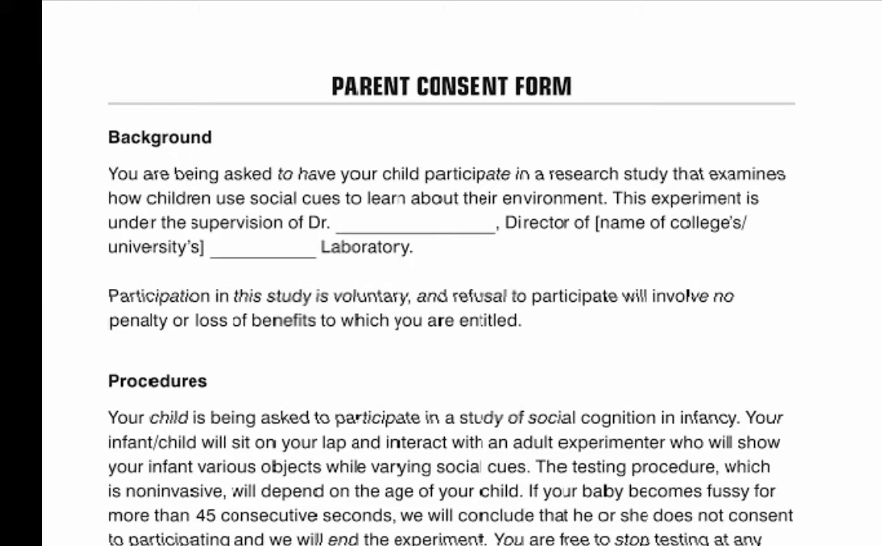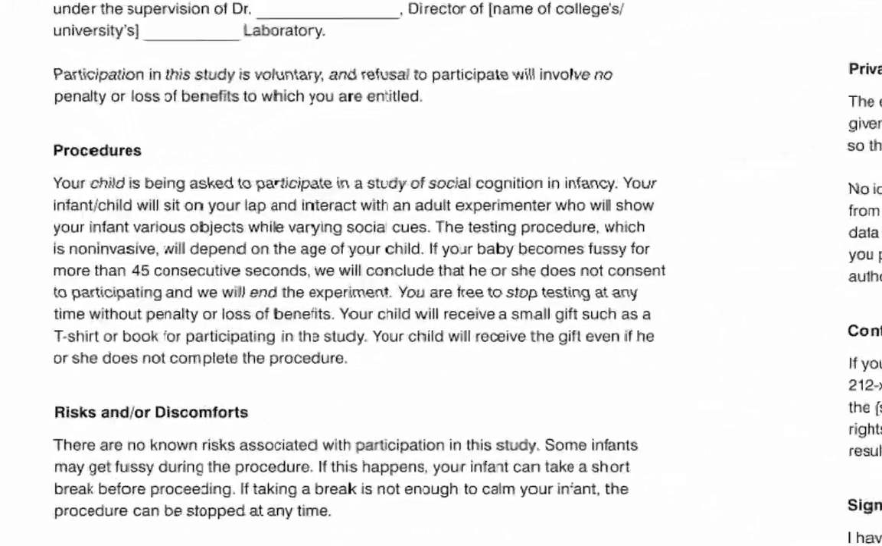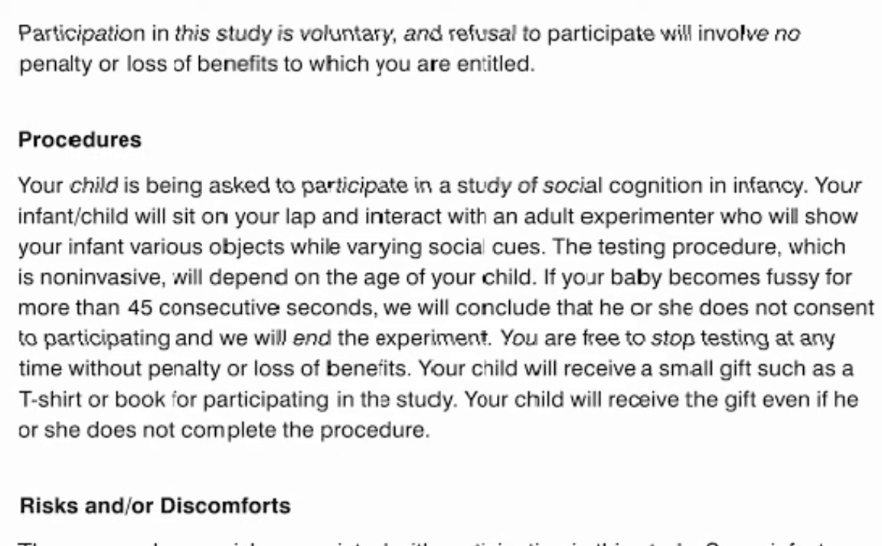The background information for this particular study states that the reader is being asked to have their child participate in a research study that examines how children use social cues to learn about their environment. Next, you can see that there is a space provided to insert the name of the doctor supervising the study, as well as the name of the university where the lab is located. Finally, the reader is informed that participation in this study is voluntary and refusal to participate will involve no penalty or loss of benefits to which they are entitled. The consent form then reviews the general procedure of the study.